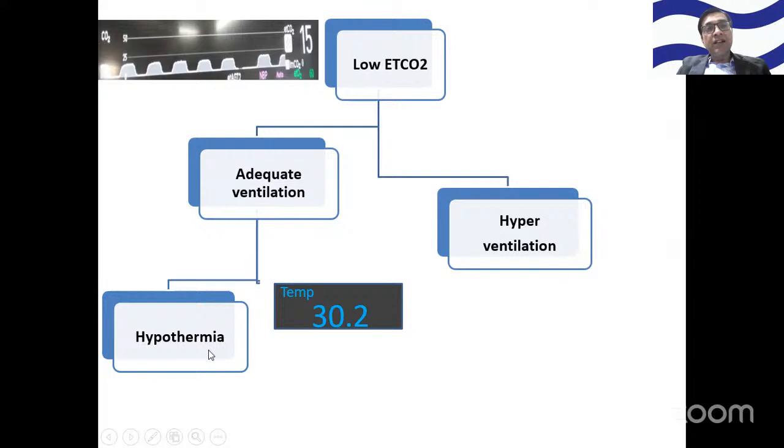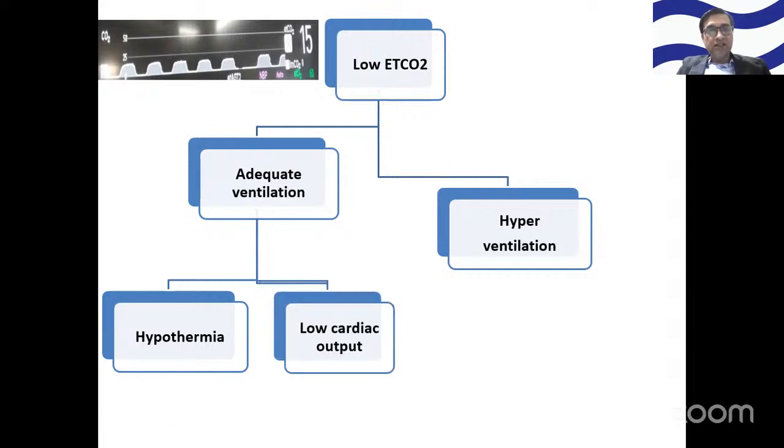Hypothermia. Your BMR has gone down, your CO2 production has gone down, and that's why it is causing a low EtCO2. So hypothermia, or a patient who is getting cooled down with low BMR, can cause low EtCO2. Or it could be a low cardiac output scenario, where there is no perfusion happening to the tissue, and the CO2 in the tissue is not coming back to the lung, so the blood returning to the lung will have low PCO2, and that's why it is causing a low EtCO2.